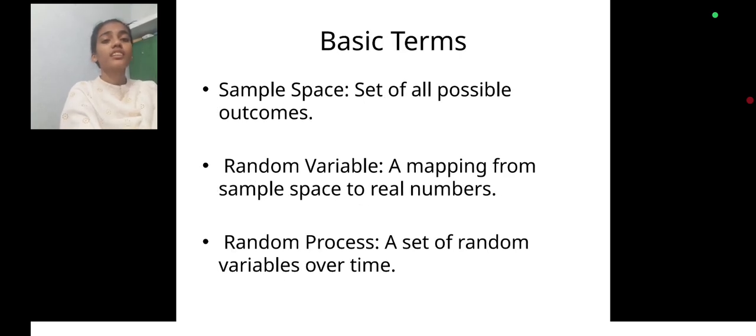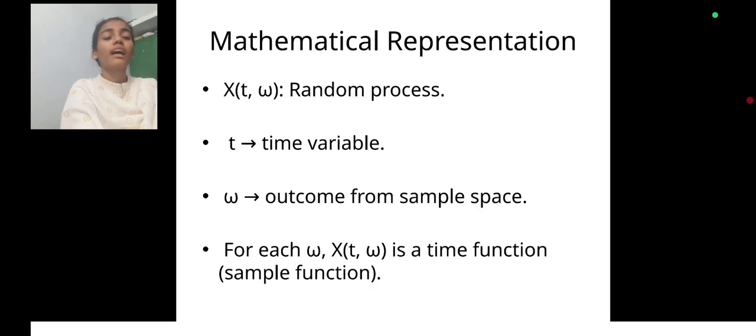Basic terms: sample space, the set of all possible outcomes, and random variable, a mapping from a sample space to real numbers. Random process, a set of random variables over time. Mathematical expression: X of t comma omega is a random process. t is the time variable and omega is the outcome from the sample space.